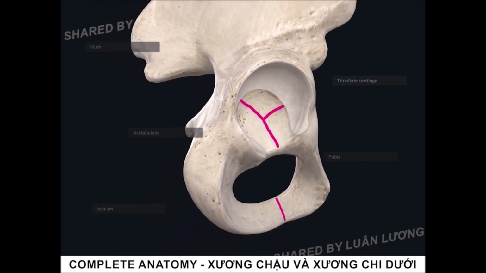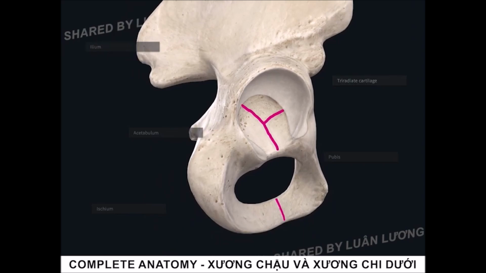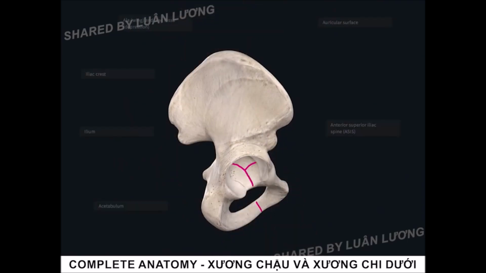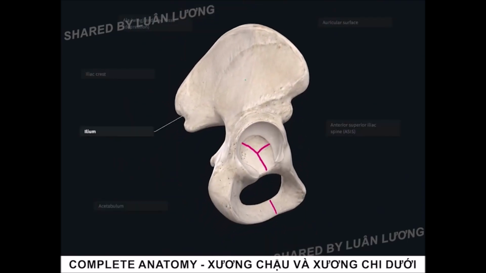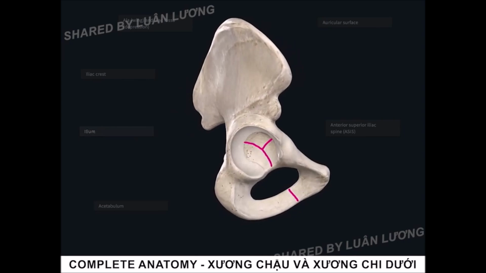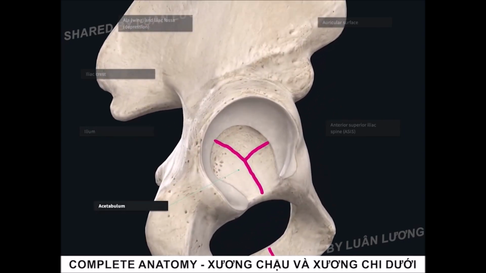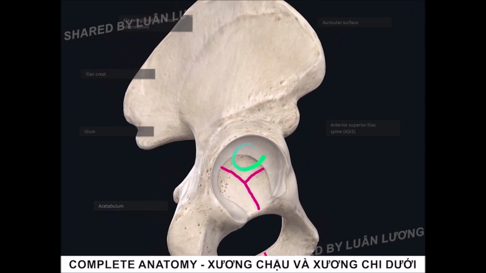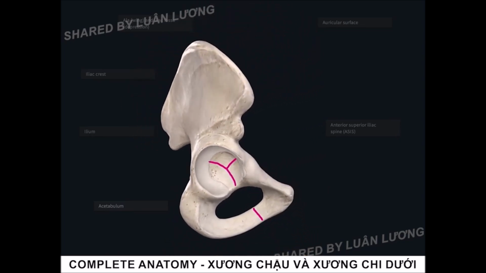Let's now take a closer look at each of these bones individually, beginning with the ilium, the most superior of the three bones. The ilium is a broad, flat bone that extends superiorly up above the superior aspect of the acetabulum. So it does form an aspect of this cup-like depression, but the majority of the bone extends up above what we refer to as the hip joint.